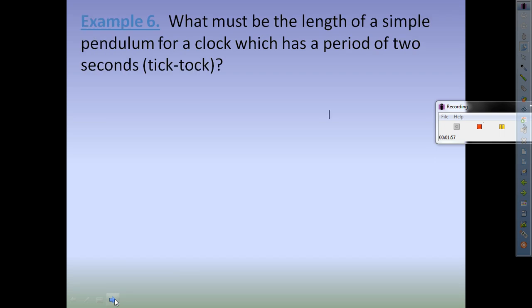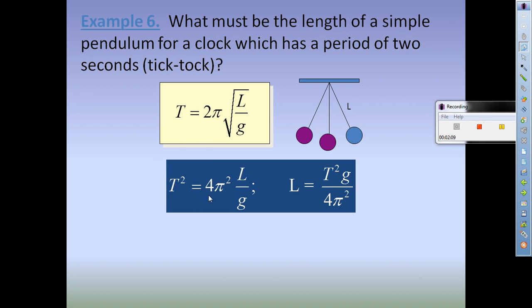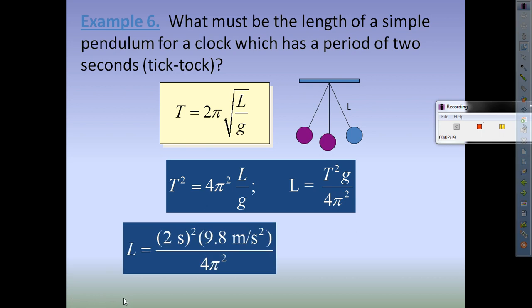What must be the length of a simple pendulum for a clock that has a period of 2 seconds? So if I know the period and I'm looking for the length, I'm going to go ahead and just rearrange that little rascal. And when I do that, I get L is equal to T squared g over 4 pi squared. So I know my period is 2 seconds. I'm looking for the length. So that's the length of my pendulum.